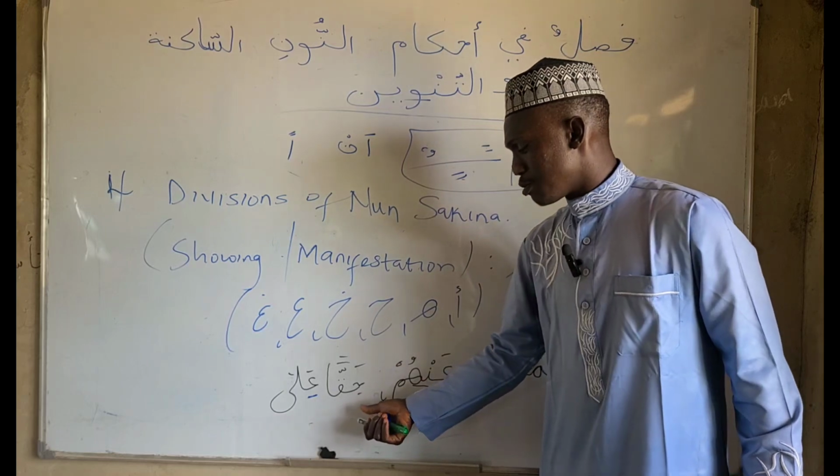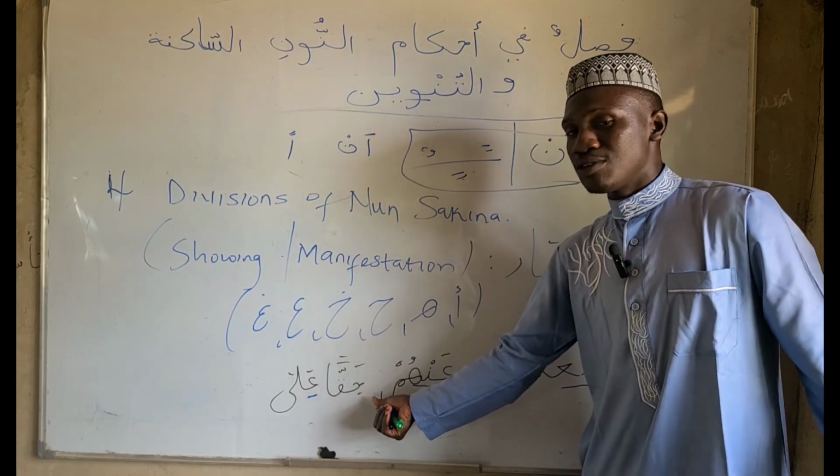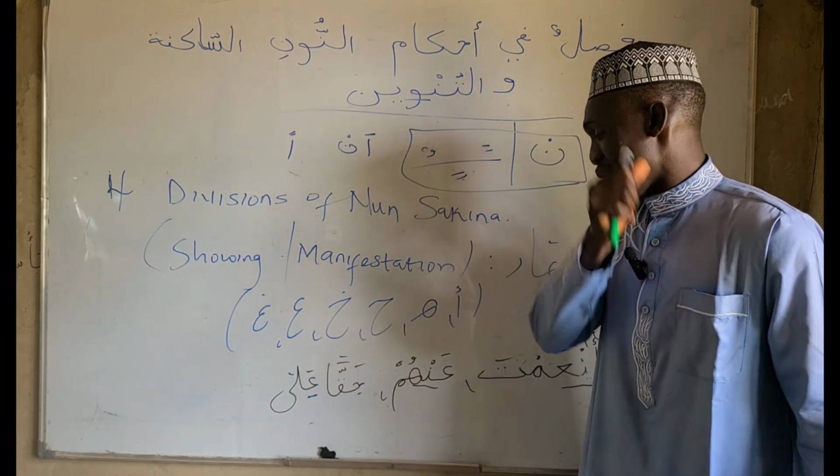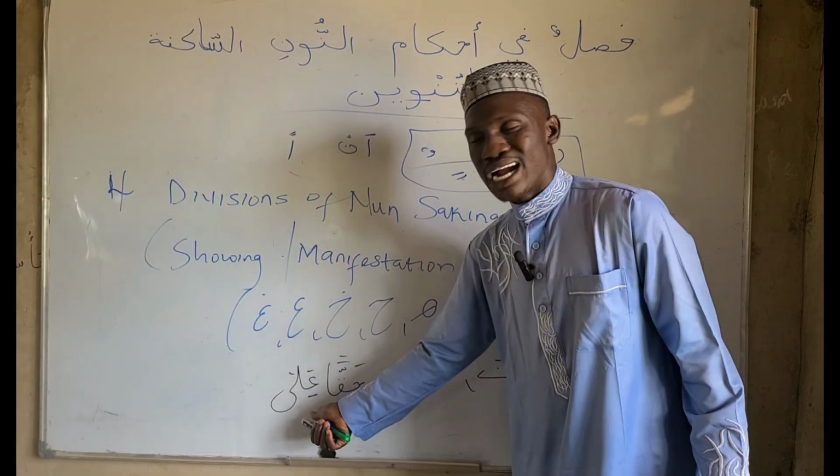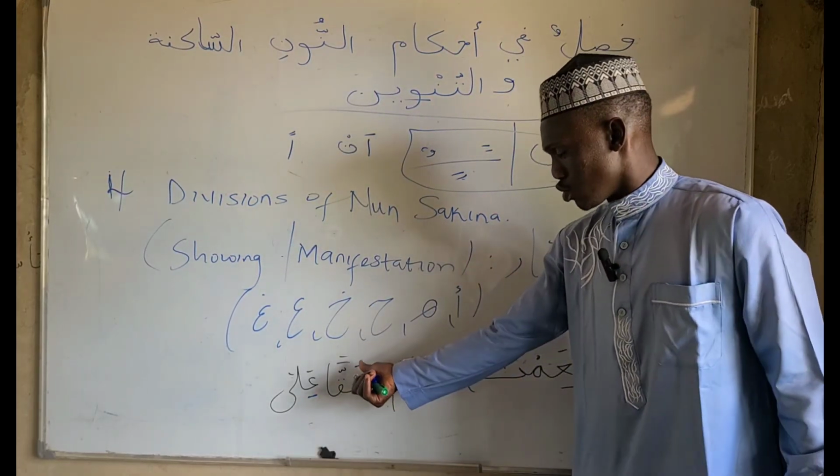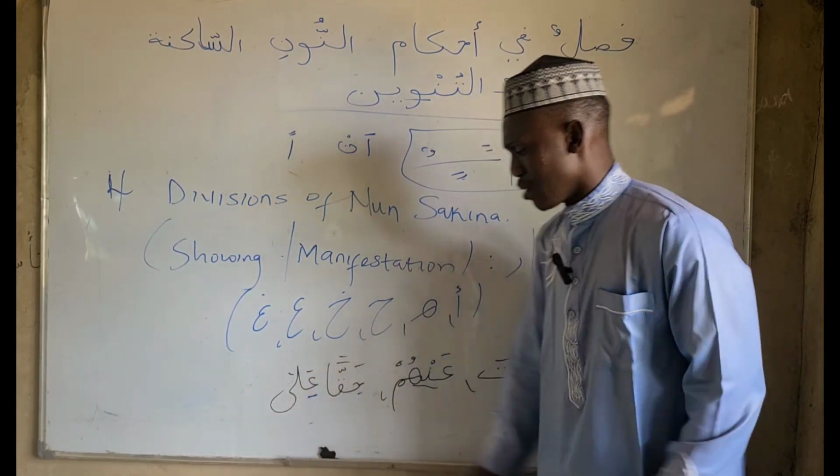So don't be confused that because you see Ha here, we are actually referring to this Ha. No, we are not referring to that Ha. We are referring to Ain. The Ain is our bone of contention here. So this is Tanween and this is Ain.